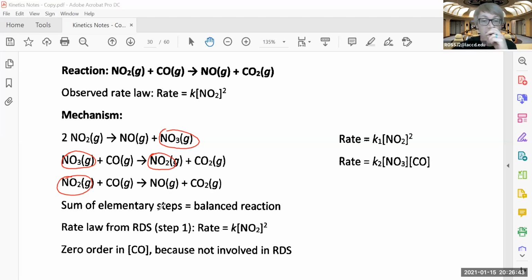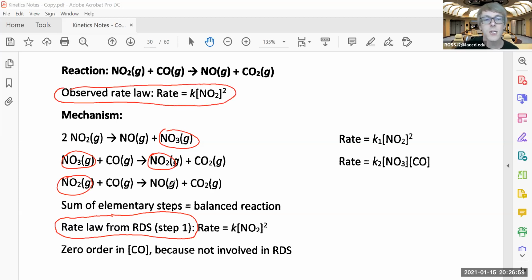We ascertained that the rate determining step is step 1. Remember, the rate determining step is the overall rate. And we already knew the overall rate was second order in NO2. And it just so happens that the first step is also second order in NO2. So they are equal to each other. Problem is, NO2 is an intermediate, and that's no good. We'd have to do the same trick.